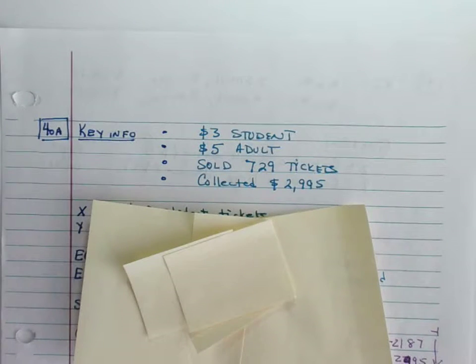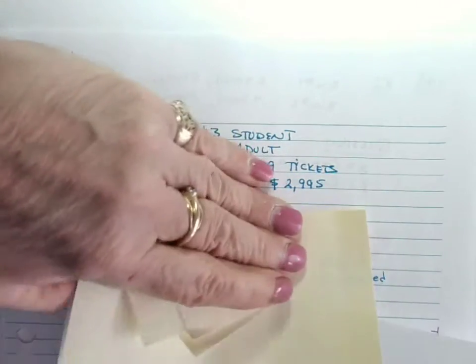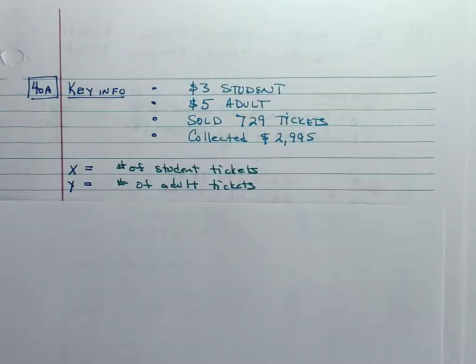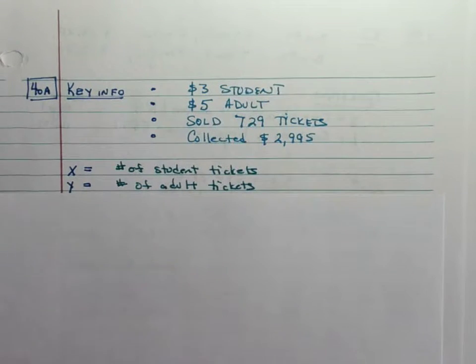729 tickets were sold, and you collected $2,995. You were asked to find how many tickets. In this case, x is equal to the number of student tickets, y is the number of adult tickets. Now you should be able to do this with no problem. It takes more practice to write the equations.